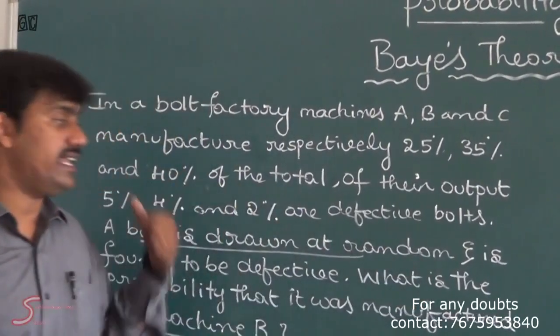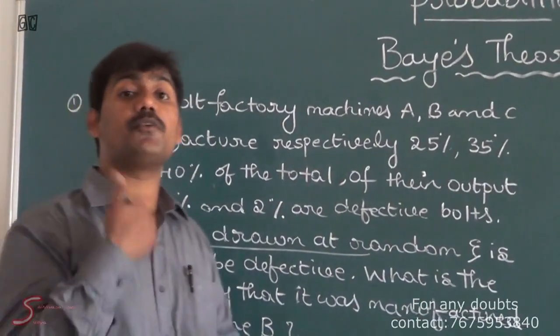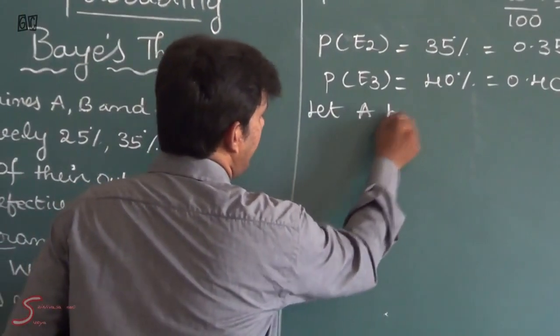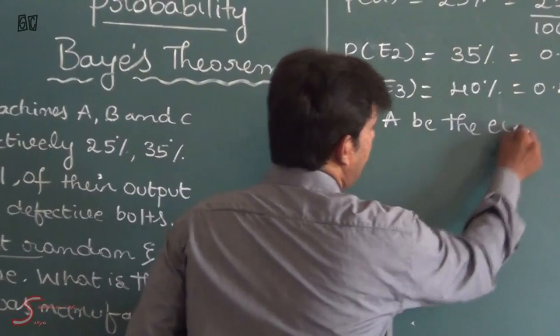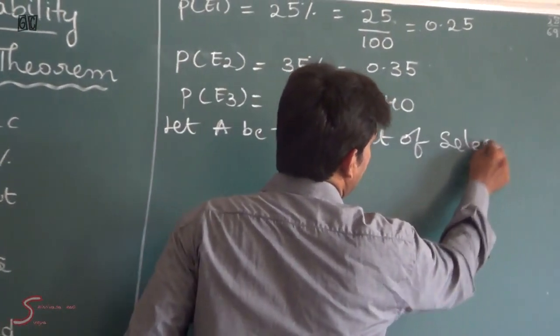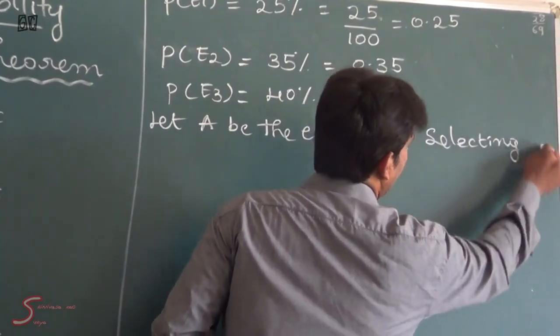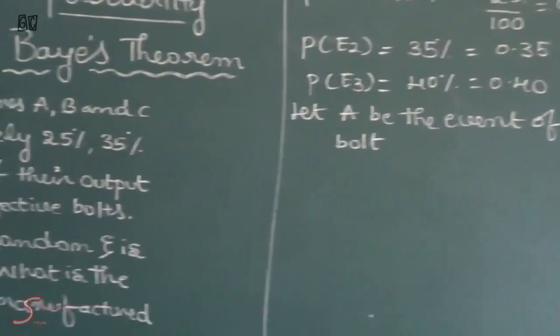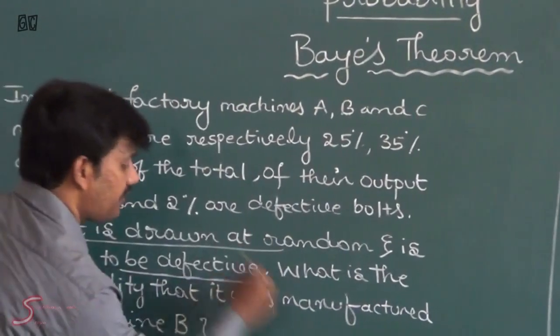If you read the question, a board is drawn at random. So we are going to select a board, and for that reason I am going to define an event. Let A be the event of selecting a board which is found to be defective.